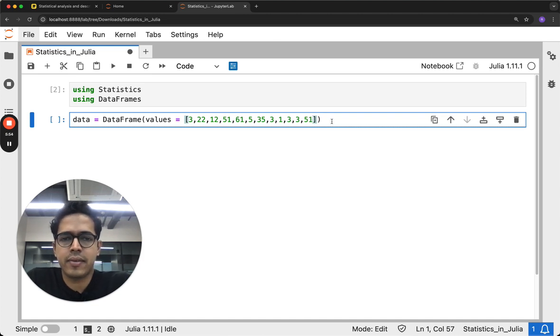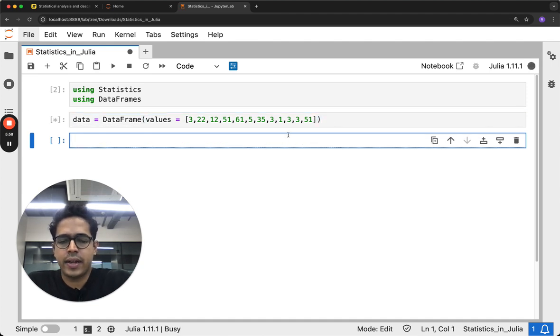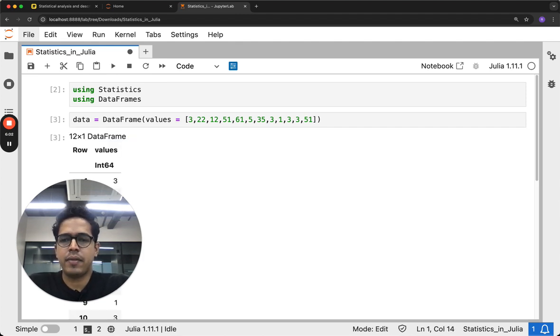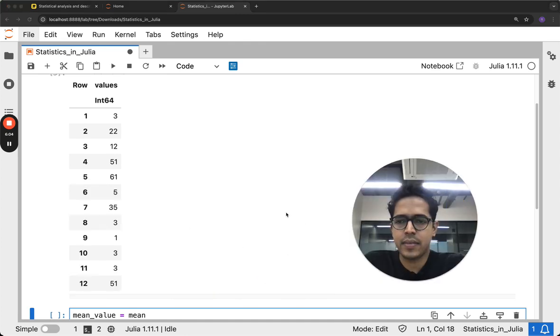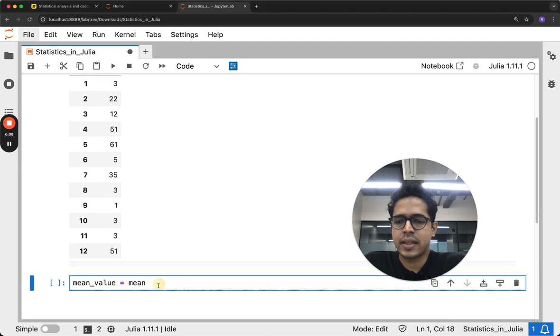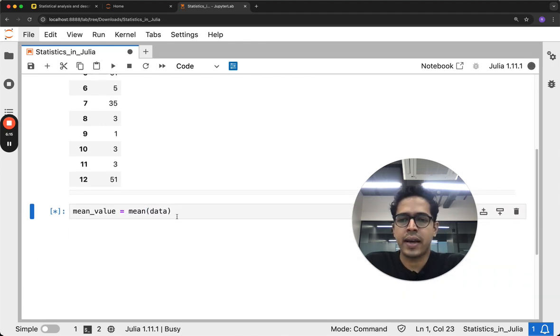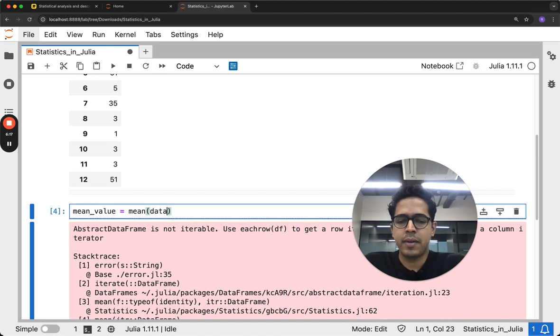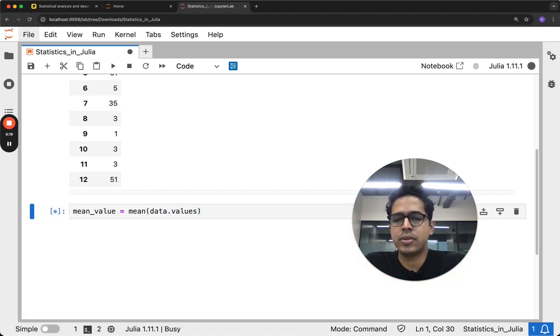Okay, so we have a certain set of numbers, and now what we can do is mean value. We can define a variable called mean value equal to, firstly they are printing the numbers, so these are the set of numbers, and the mean value is mean of data. It's not simply data, because it's a data frame, so we have to get the variable inside that. So it's data.values, that's the value of the column, and the mean value is 20.833.